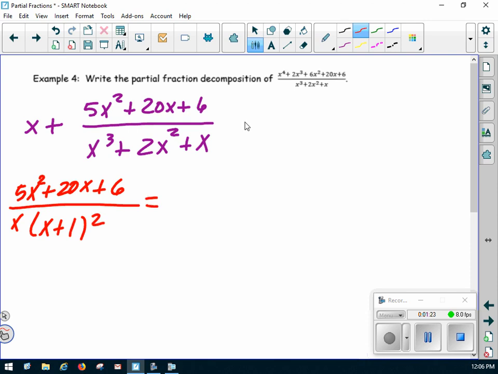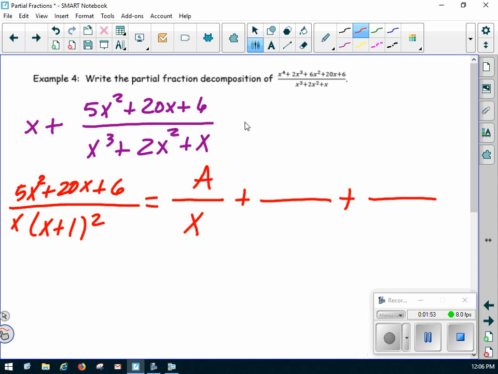How many fractions, let me back this up. How many factors do you have in that denominator? You got 3, x, x plus 1, and x plus 1. So how many fractions are you going to have in your decomposition? 3. 1, 2, 3. All right, first one's going to have x. So what's the numerator going to be? Constant a. Good.